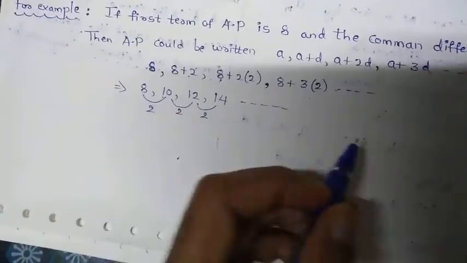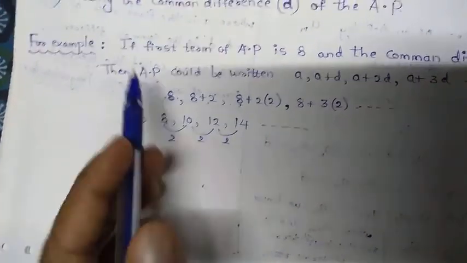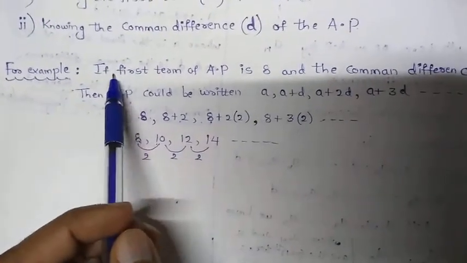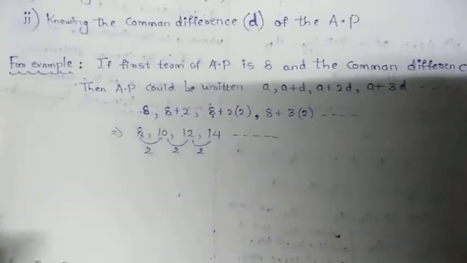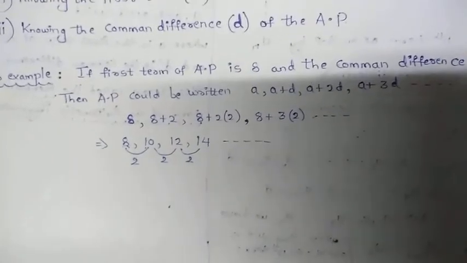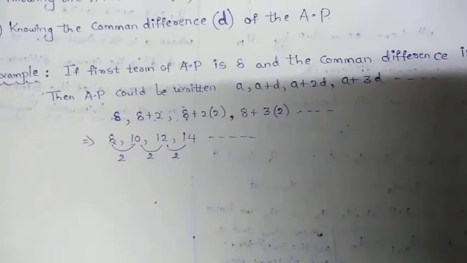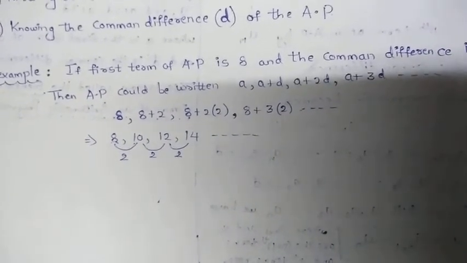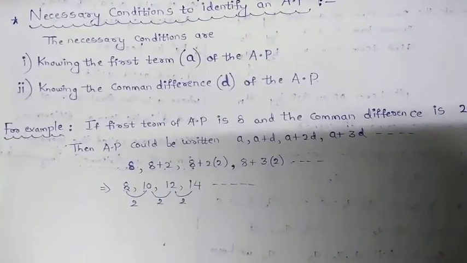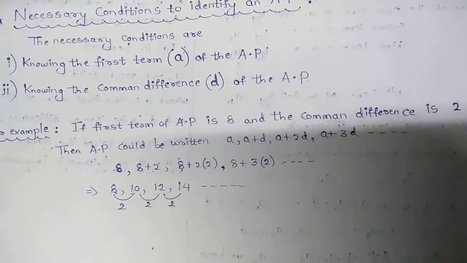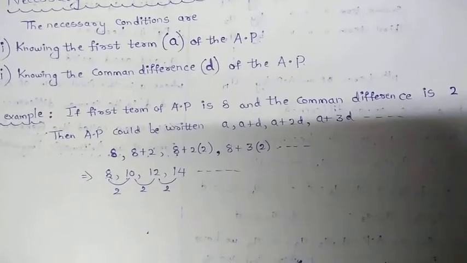If you go on with this sequence, you will be getting the common difference as 2, and you have the first term as 8. So that is what we had required. The first term of the AP must be 8 and the common difference must be 2. So this is how you write an arithmetic progression with the help of the first term as well as the common difference. I hope the necessary conditions to identify the arithmetic progression topic is clear. If you have any queries, you can contact me.